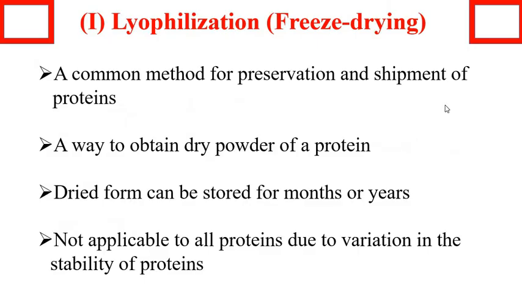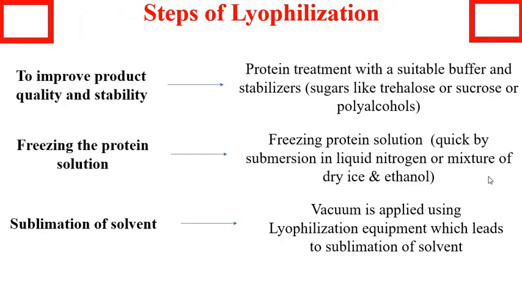In lyophilization or freeze drying, it is a common method for preservation and shipment of proteins. It is a way to obtain dry powder of a protein. Dried form can be stored for months or years, but it is not applicable to all the proteins due to variation in the stability of different proteins. The steps of lyophilization include to improve the product quality and stability.